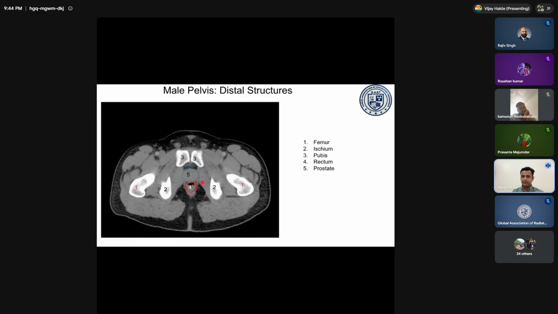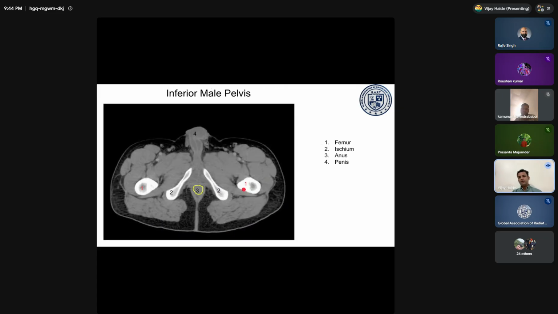So moving inferiorly, the male pelvis section. These are the pubis bone, the rectum, and the prostate. The small part of the bladder. Femur will start from here. So now we are at the last slide of the male pelvis. Anus at this level, penis.